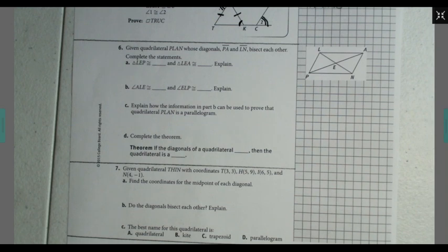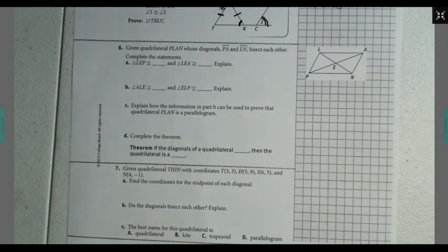Question number 6 says, given quadrilateral PLAN whose diagonals PA and LN bisect each other, complete the statements. A. Triangle LEP is congruent to blank, and triangle LEA is congruent to blank, and explain. B. Angle ALE is congruent to blank, and angle ELP is congruent to blank.